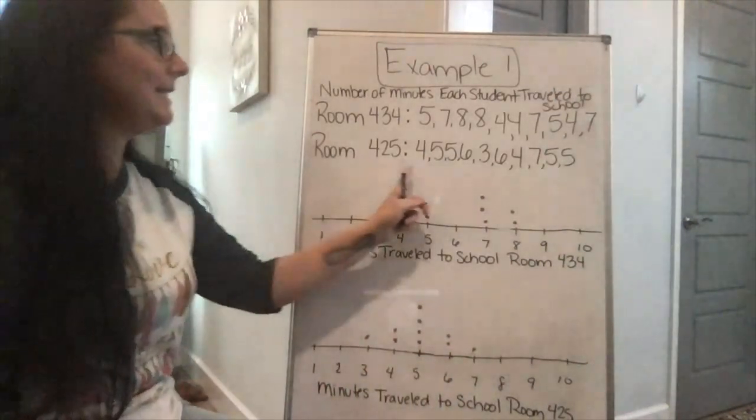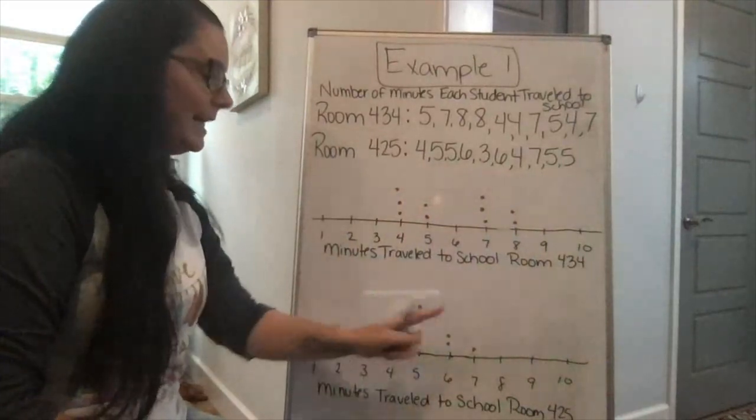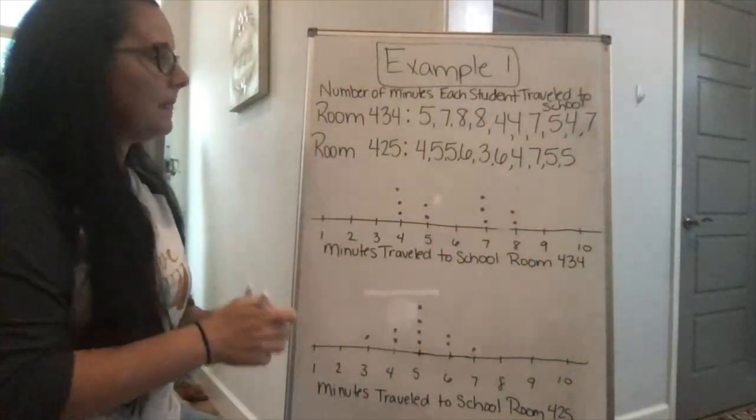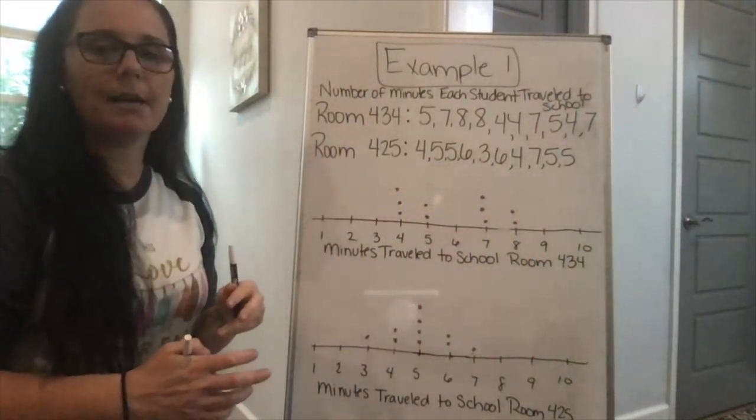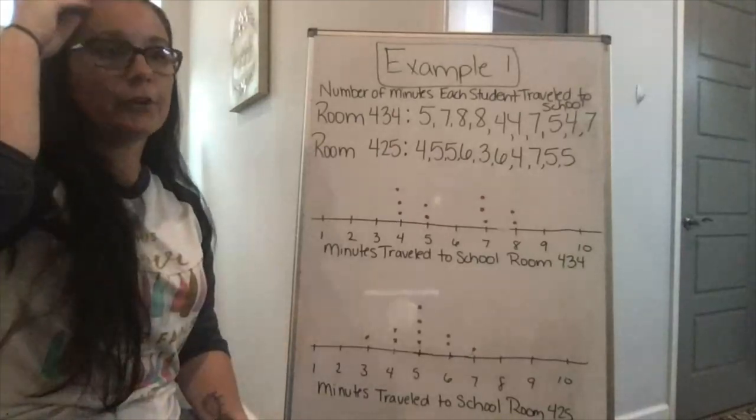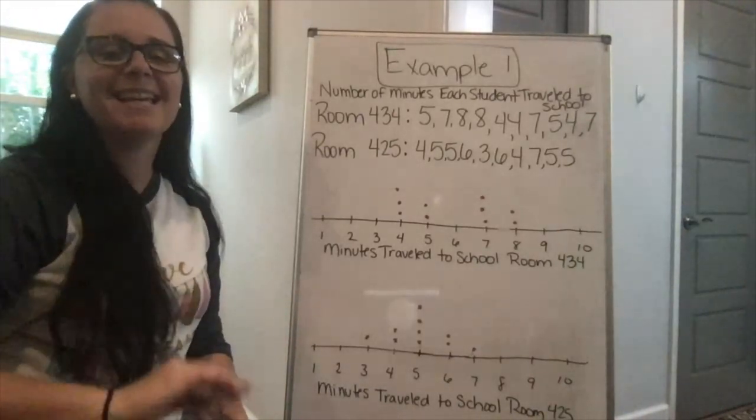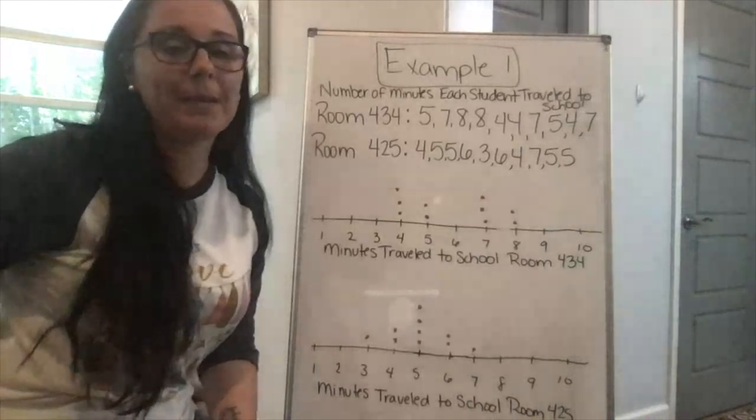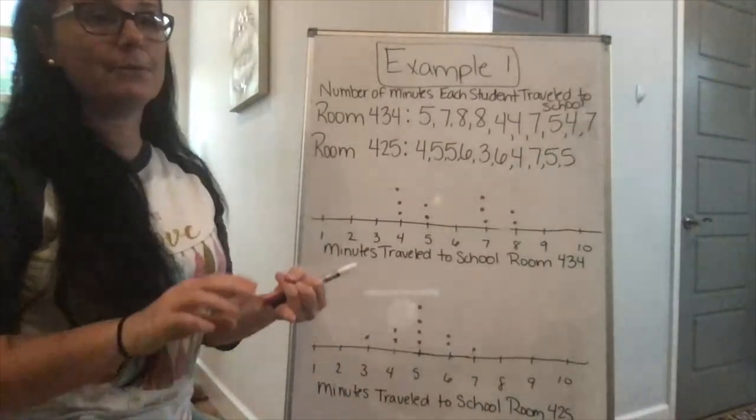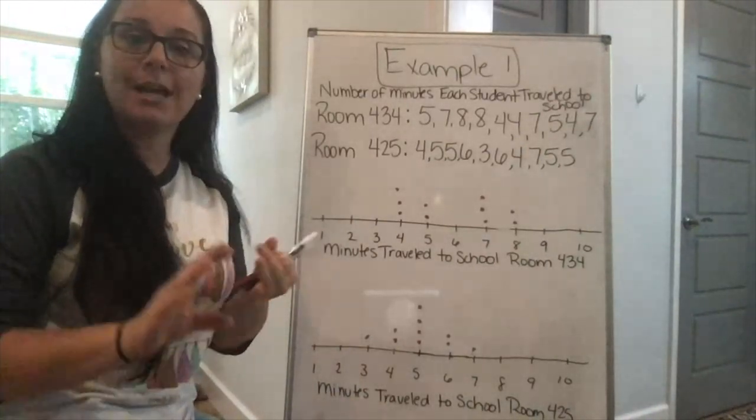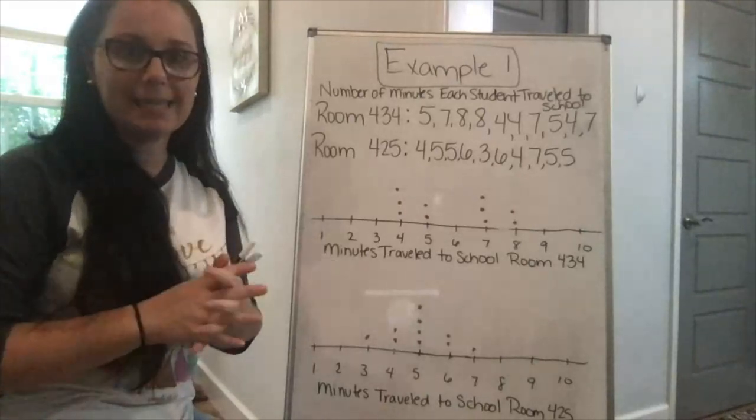Okay, so I had 10 pieces of data. I should have 10 dots on my dot plot. So now that we have our dot plots constructed, the whole purpose of this lesson is for you to be able to compare the dot plots. We need to be able to describe the shape, the spread, the center, and then compare them.